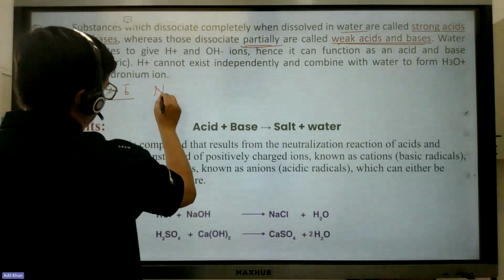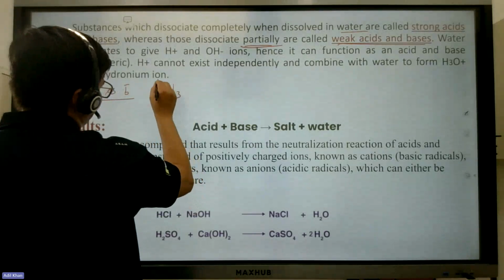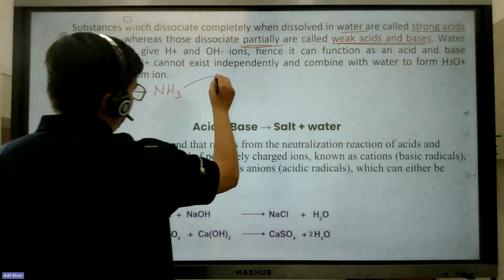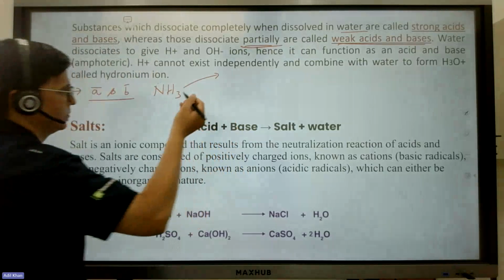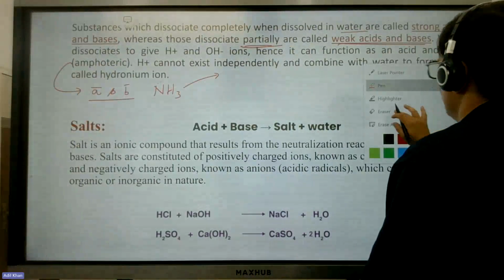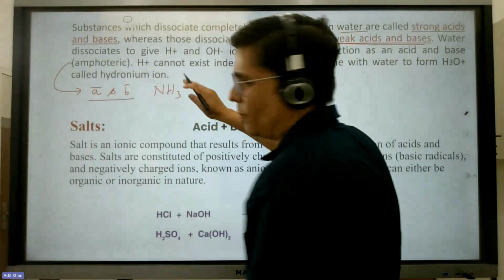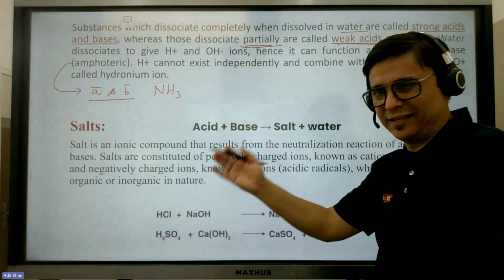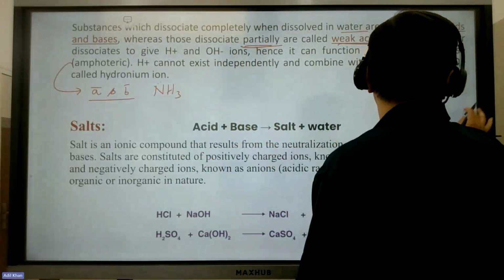Similarly, ammonia can also act as acid and base. Okay, later, not now, you will get confused. It acts as both acid and base because it can form NH4 plus and NH2 minus. I'm not giving you that now.